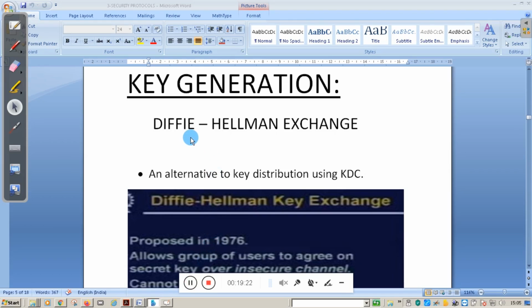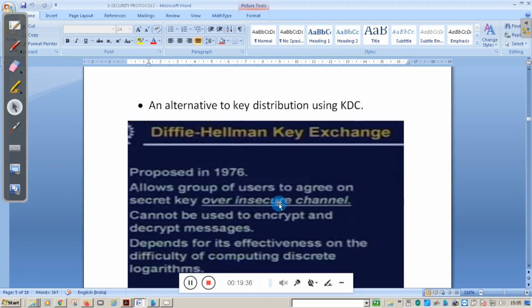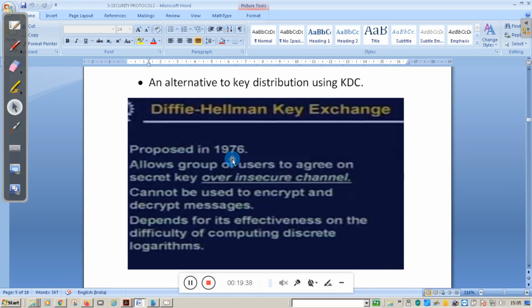So the next concept here is key generation. For key generation, we are using the Diffie-Hellman key exchange algorithm. This algorithm is the alternative to key distribution using KDC. The Diffie-Hellman key exchange algorithm was proposed in 1976, and the name Diffie-Hellman came from the proposers. It allows a group of users to agree on a secret key over an insecure channel, and this algorithm cannot be used for encryption or decryption purposes.